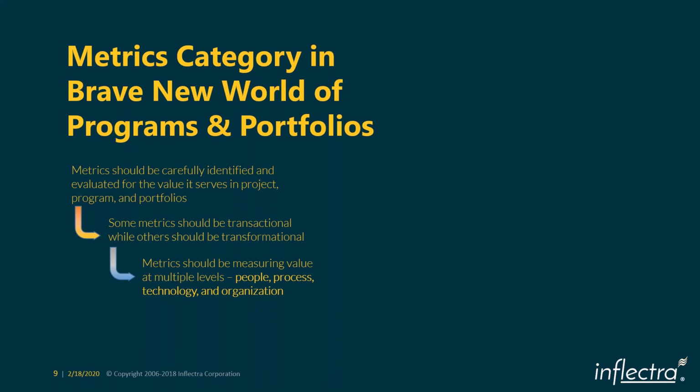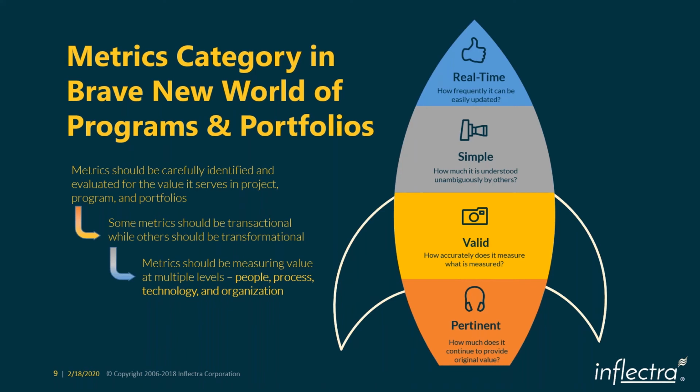And so people, process, technology within an organizational fabric should focus on what are some of the transactional metrics and what are some of those transformational metrics and how they tie to the project, program, and portfolio, which is where I started creating some tags based upon my own experience. First, it should be real time. How frequently it can be easily updated. So the keywords are frequently and easily updated. If you are able to come up with metrics, you should be able to keep it current.